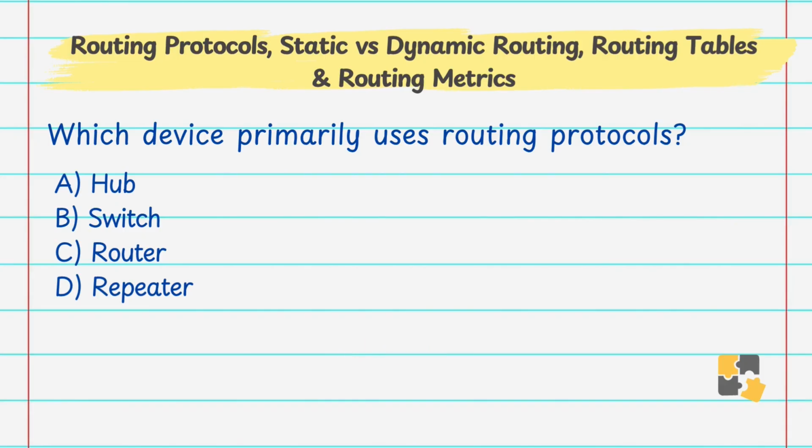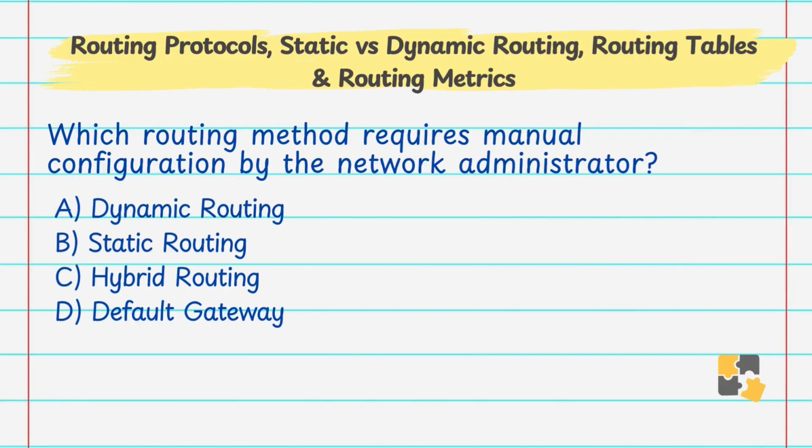Remember this. Which routing method requires the manual configuration by the network administrator? A. Dynamic routing, B. Static routing, C. Hybrid routing, D. Default gateway. Answer is B. Static routing. In static routing, routes are manually entered and do not change automatically.